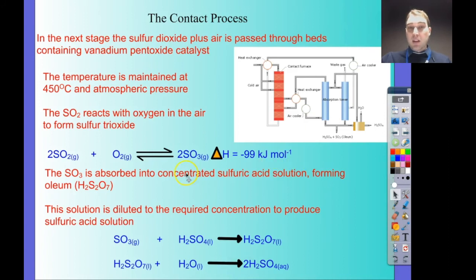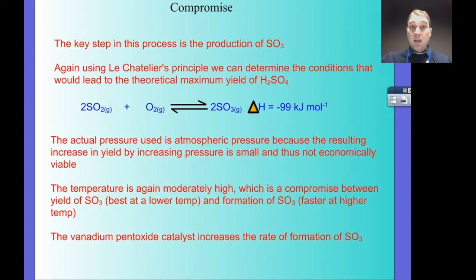The main step here is this step here, and we're going to talk about that in a bit of detail. Another interesting thing is that this reaction is catalyzed by the use of a vanadium pentoxide catalyst. It's very important to remember that catalysts won't change your position of equilibrium. They won't produce more product or more reactants, but what they'll do is you'll get to your equilibrium position faster. So they get you to the equilibrium position faster, but they don't affect the concentration of reactants or products at equilibrium. So like I said, this is a key step, and we need to look at this and determine what conditions would maximize the yield.